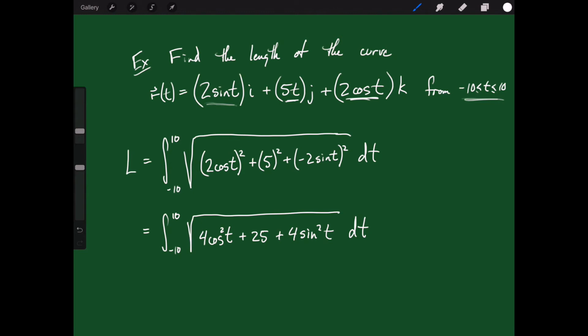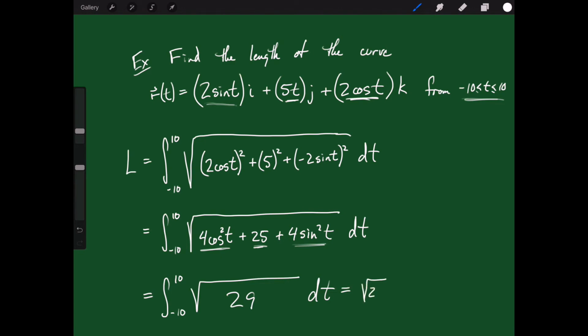Notice that 4 cosine squared of t plus 4 sine squared of t, I could put those two together and factor out a 4, and then I just get cosine squared t plus sine squared t, which is 1. So if I combine those two terms, it just gives me 4. So I get the integral from -10 to 10 of the square root of 25 plus 4, so 29, dt.